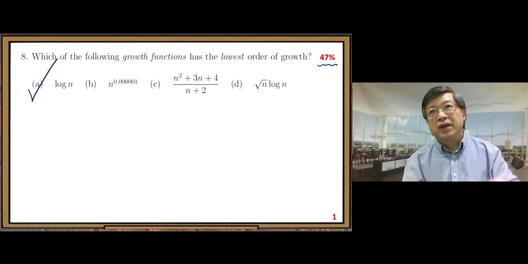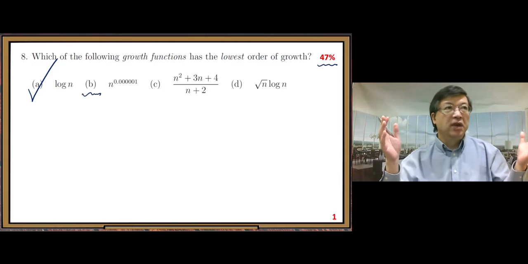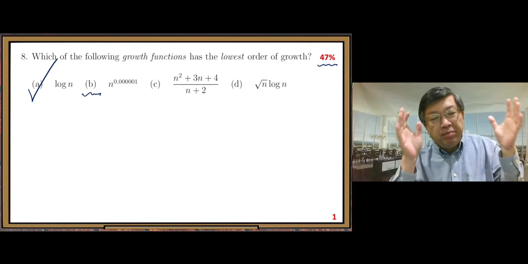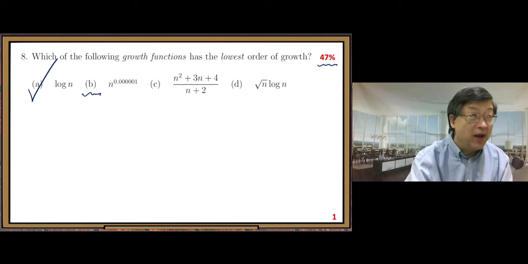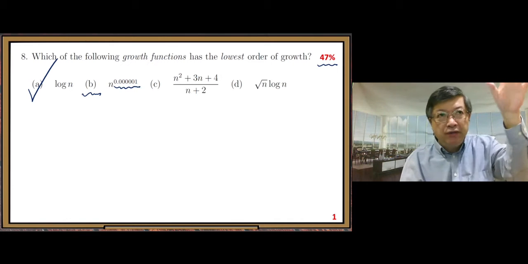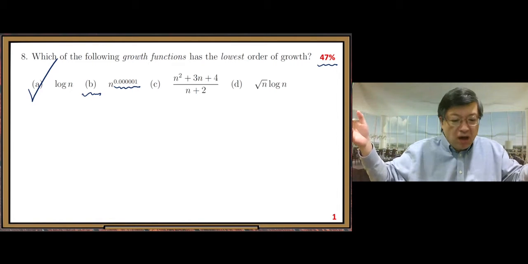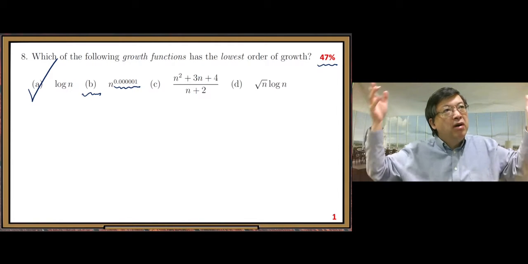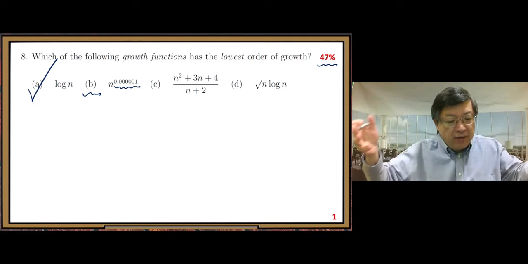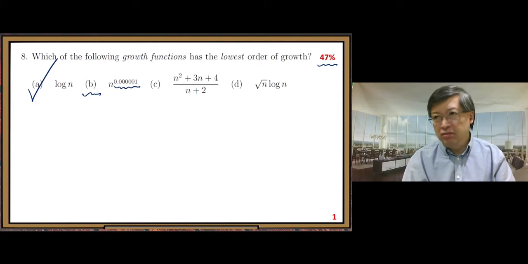But why do so many students still pick B? Because they did it based on their intuition. Why intuition? Look at this number. So small. 0.00, many zeros after the decimal point. Based on intuition, how can that number be greater than log of m? But your intuition is not very reliable.